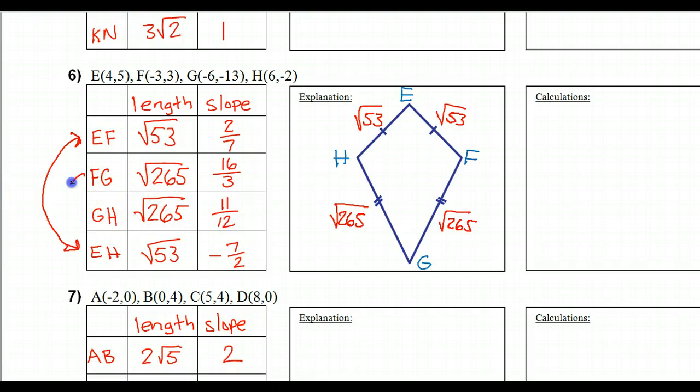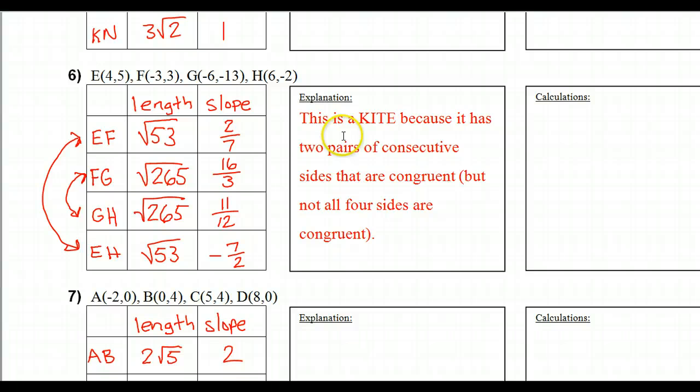So we do have two pairs of consecutive sides that are congruent, which is the definition of a kite. So we would say this is a kite because it has two pairs of consecutive sides that are congruent. Of course, consecutive means right next to each other. Don't forget to add on this extra part in parentheses, but not all four sides are congruent. Or I could have said, but opposite sides are not congruent. Something so that a rhombus will not be counted as a kite.